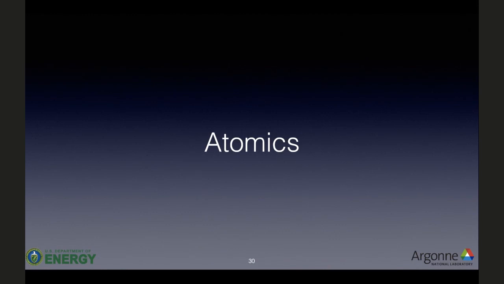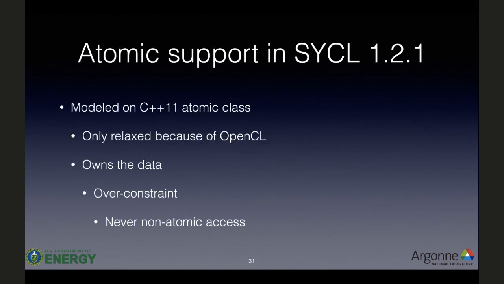Okay. Next thing is how atomics have morphed. In 1.2.1, they were modeled on the C++11 atomic class, and they only supported relaxed atomics, unlike C++11, because OpenCL only supported relaxed atomics. The thing about the C++11 atomic class and the SYCL atomic class is that they own the data. We figured out over the years that that's an overconstraint, because you may want atomic access only some of the time, and then say, okay, I'm done in my kernel, I don't need atomic access on my host, I want regular optimizations to happen. But if it's a type, there's no way to say that. There's never a way to non-atomically access it.